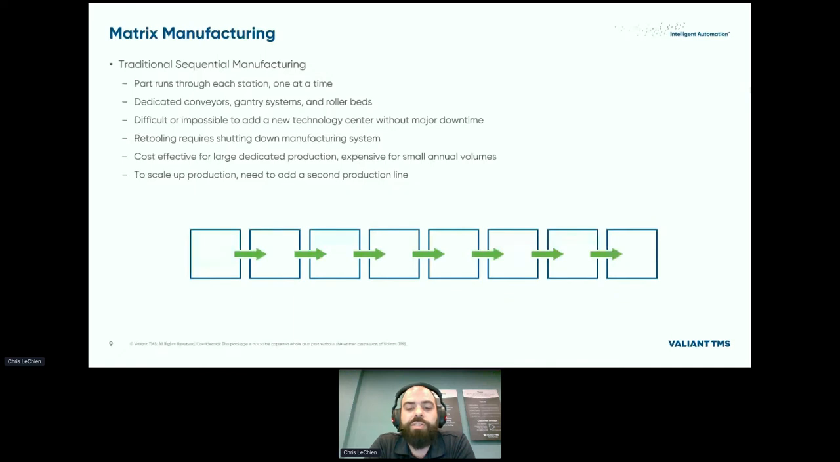But some of the issues with this, again, are scalability. If you want to increase your production numbers from this point, you're typically going to need to parallel some cells or add a second line. If you want to do some retools, it typically means a considerable amount of downtime. And if you want to add new technologies into the line, it's nearly impossible to break the line apart and move the machines over so you can squeeze a new cell in between. Typically not possible.